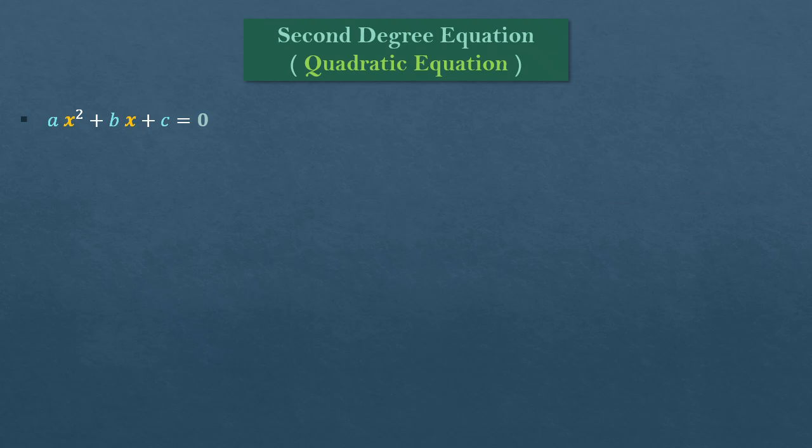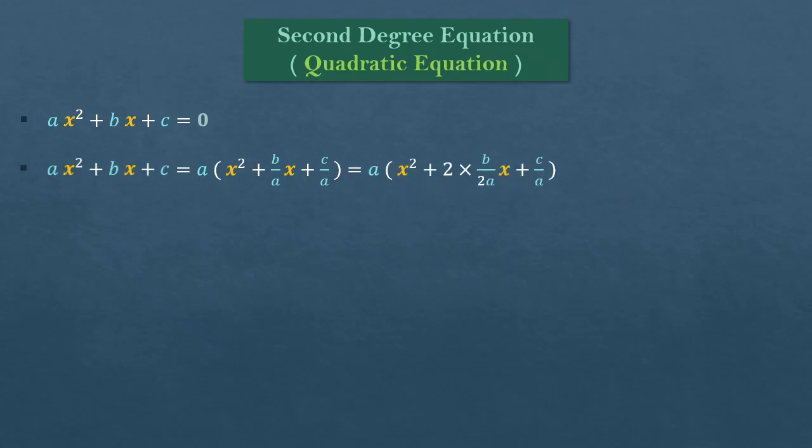So if we consider the left-hand side of the equation, which is the expression a times x squared plus b times x plus c, we can extract the coefficient a as a common factor from its terms. So it will be equal to a times x squared plus b over a times x plus c over a. And this expression can be written as a times x squared plus 2 times b over 2 times a times x plus c over a.